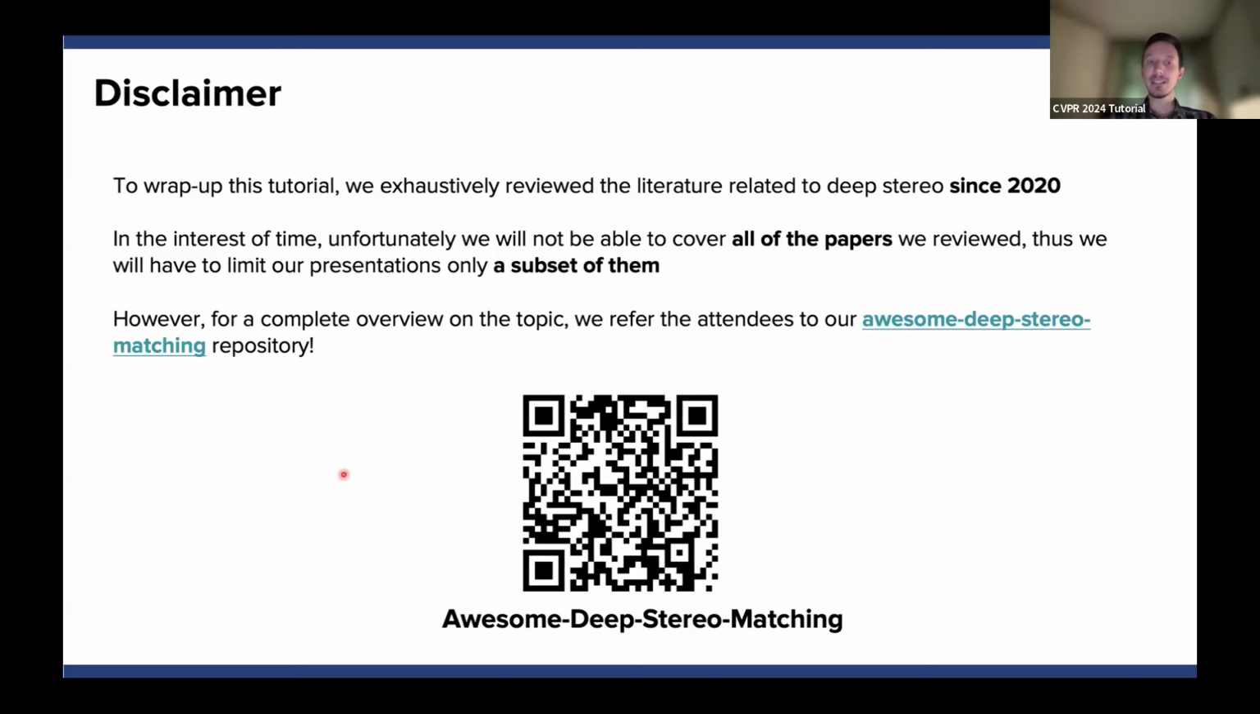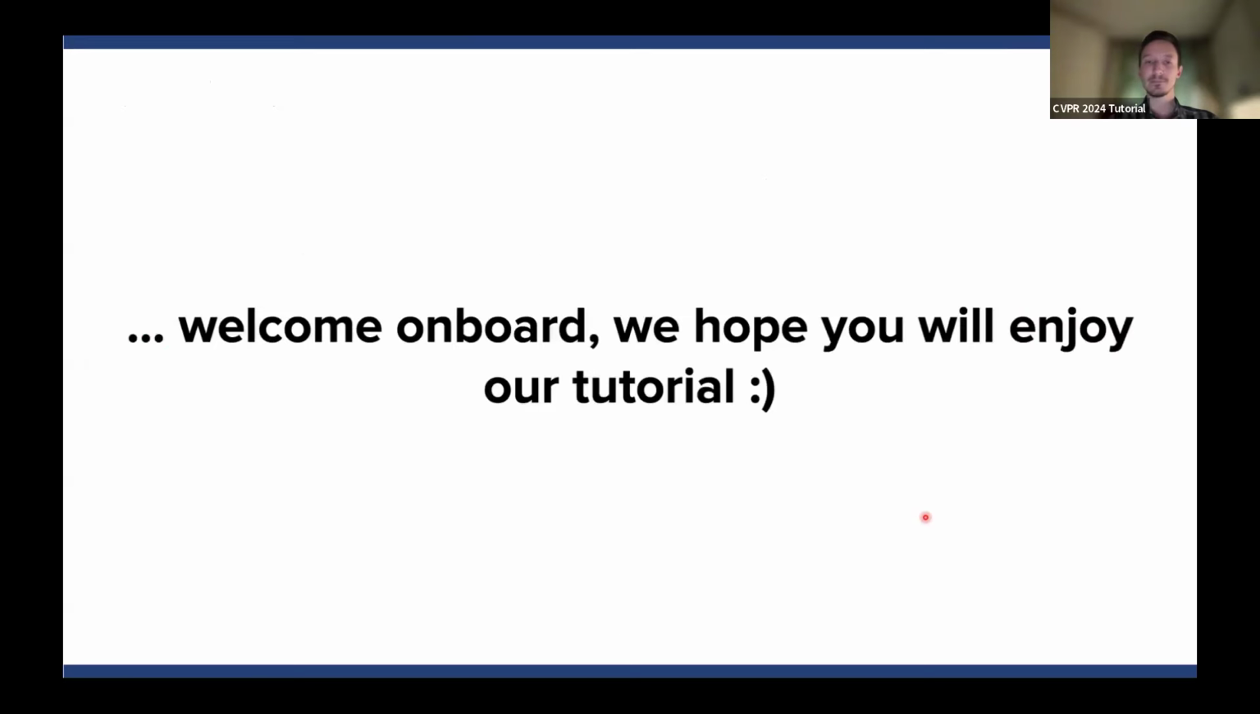Nonetheless, we collected a complete overview of all of the papers that we found in the Awesome Deep Stereo repository on GitHub. So here you have the QR code. You can access the repo. You can find everything we scratched from the literature. And of course, you are also free to contribute, because maybe in this large amount of papers, we missed something. So that said, welcome on board, and we hope you will enjoy our tutorial.